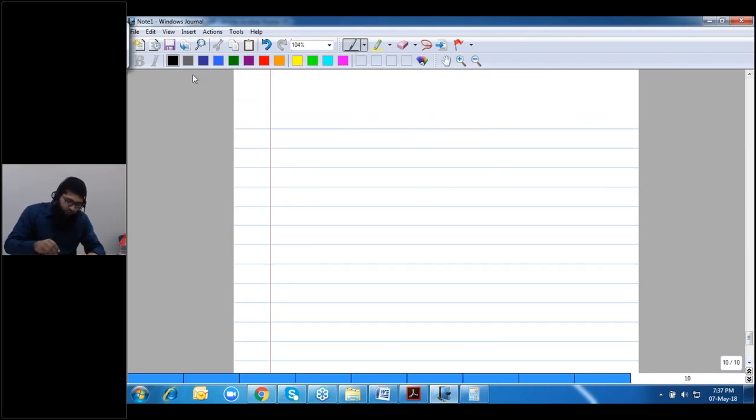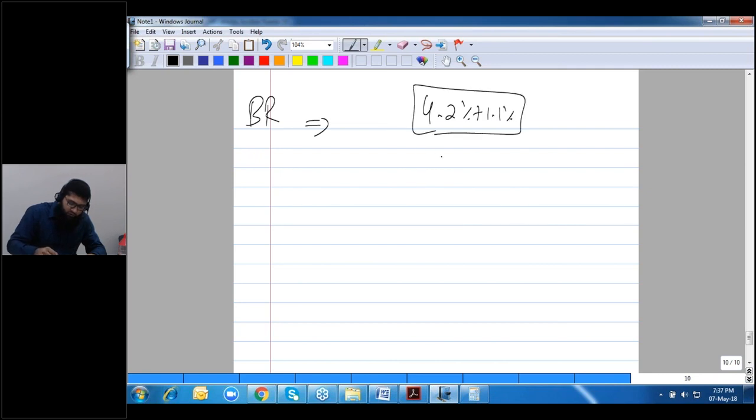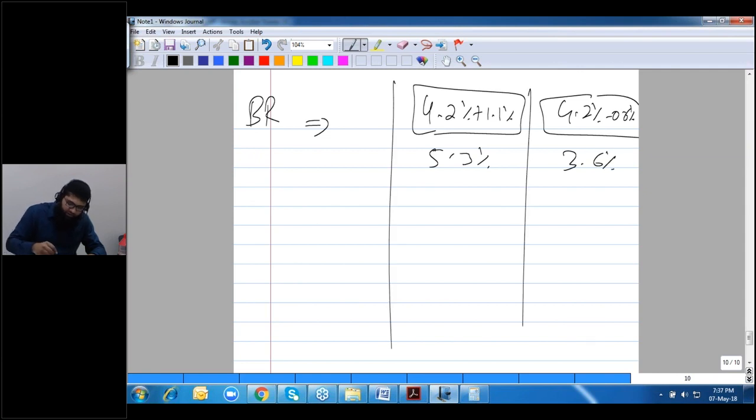Now what are those scenarios? Basically, the base rate is either going to be 4.2% plus 1.1%, which is 5.3%, or the base rate is going to be 4.2% minus 0.6%, which is 3.6%. So this is what the base rate is going to be.